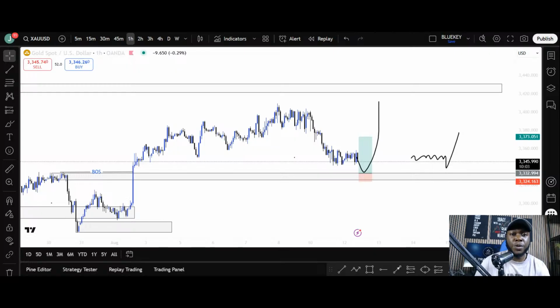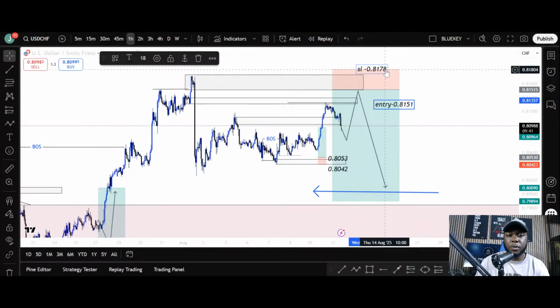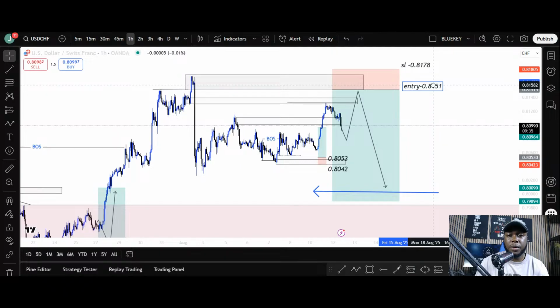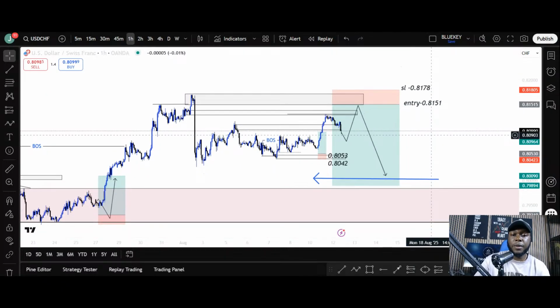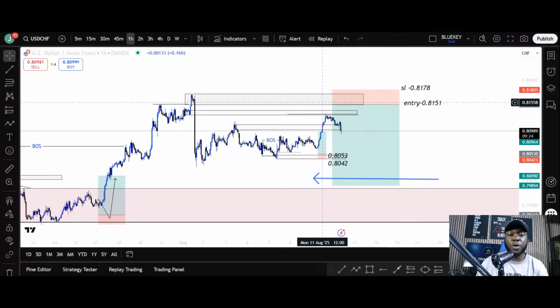Okay, let me correct that entry on USD CHF. So this is my new entry now: 0.8151 for the sell. So this is the stop loss price, and this is the entry price. All right. So should USD CHF start pulling back up, this is what we're going to expect.